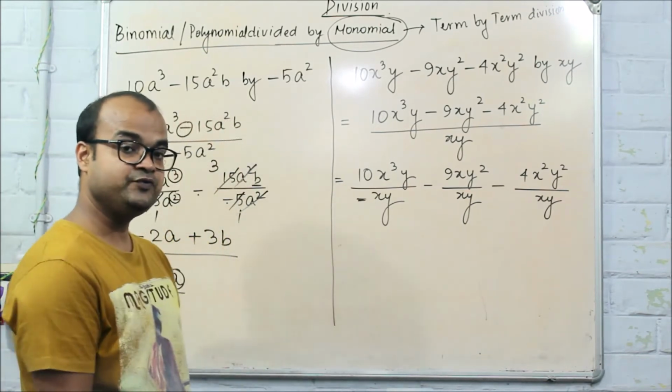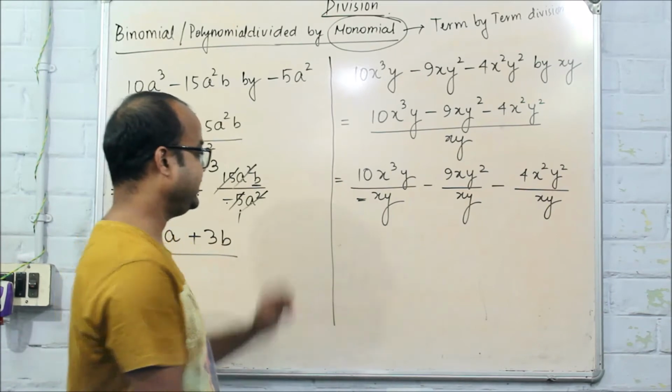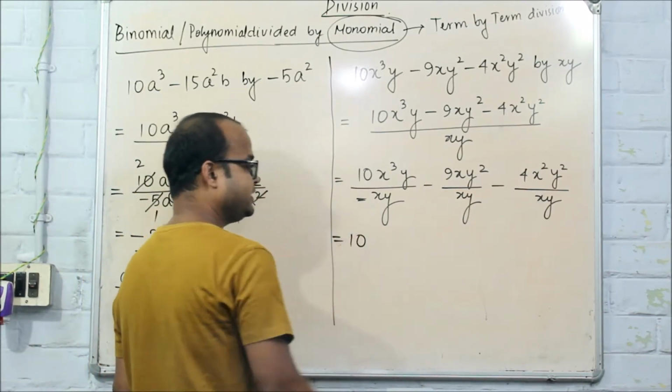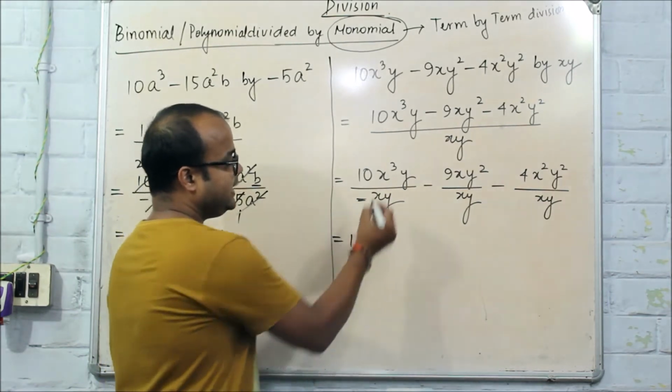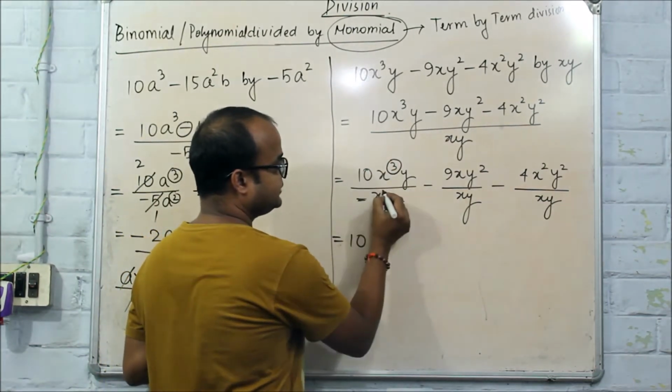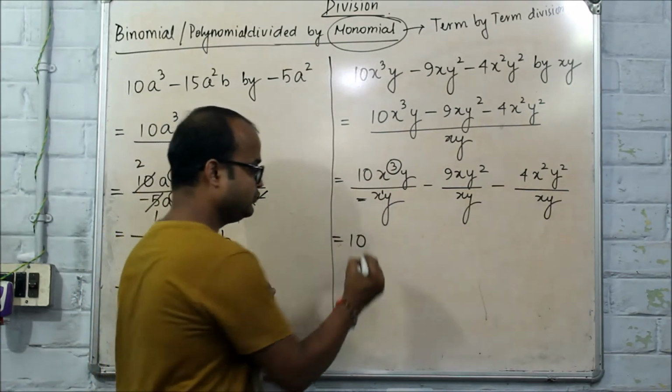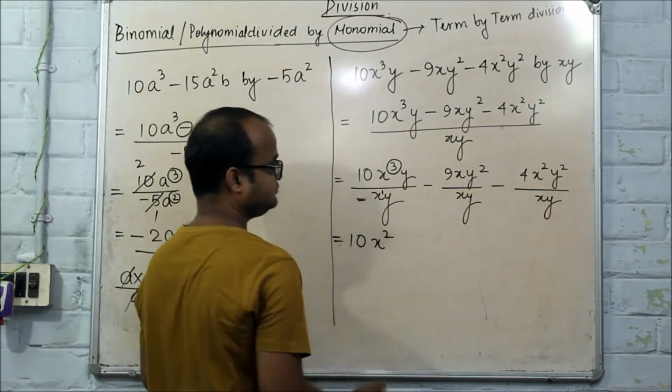Denominator, numerical coefficient is 1. 10 is the numerical coefficient of numerator. So finally it will be 10. X power is 3, here x power is 1. So 3 minus 1, 2. So we write x square.